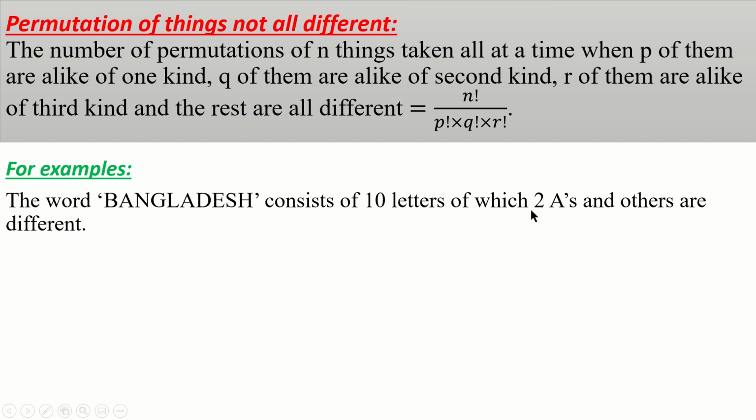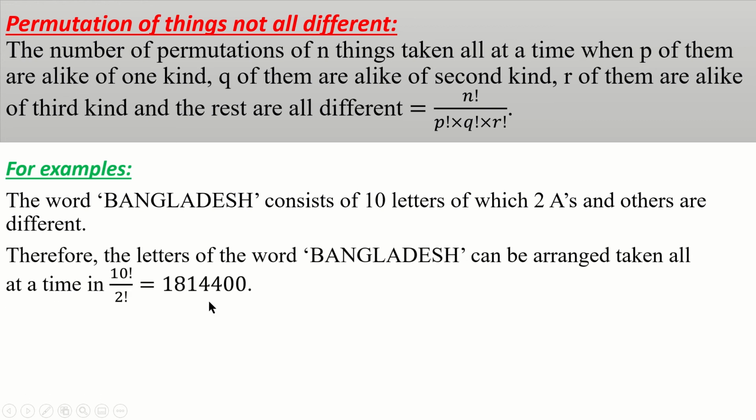Clear? And the 2s and others all are different. Therefore, the total number of permutations or arrangements is equal to 10 factorial by 2 factorial, by using this formula.